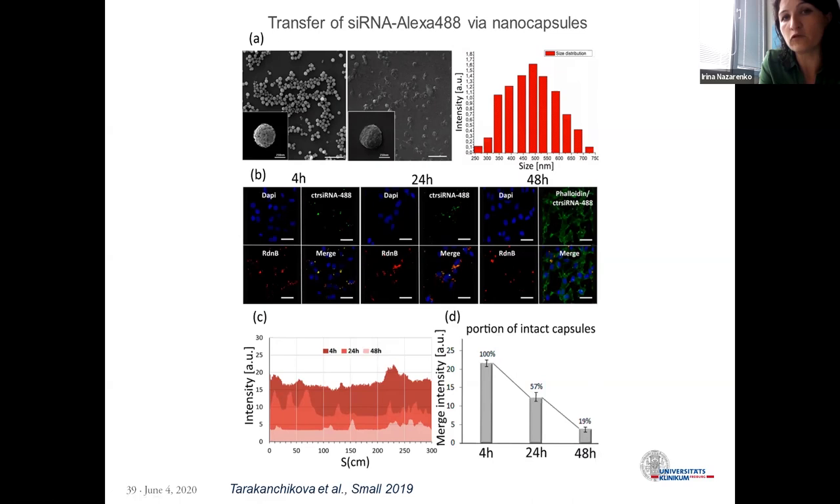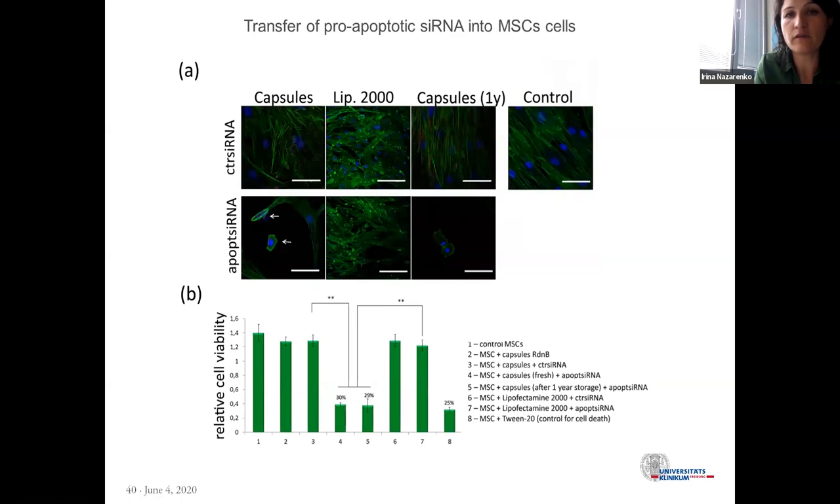We did a similar experiment, but transferring a pro-apoptotic siRNA to test the functionality of such a capsule, a synthetic mimetic. Performing the similar experiment with regular transfection reagent, Lipofectamine 2000, and with capsules loaded with this RNA, we reported that the effect which the capsules had was significantly higher, and we could really kill the cells just by treating them with capsules.